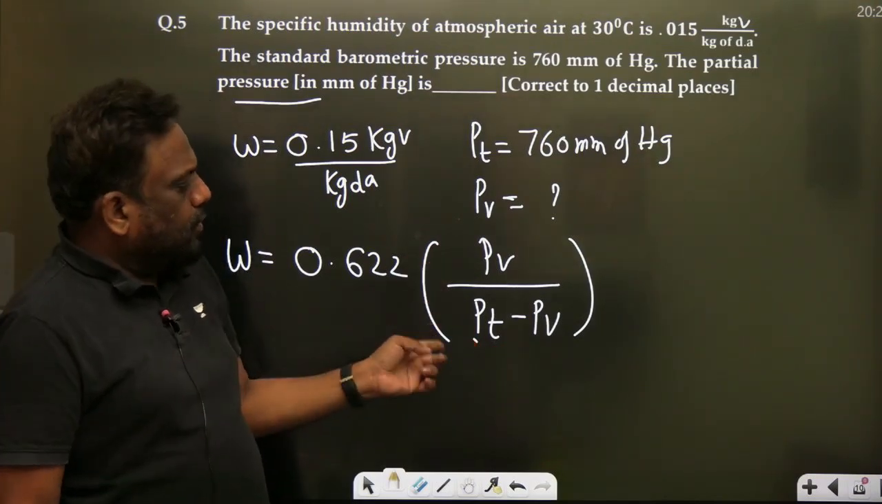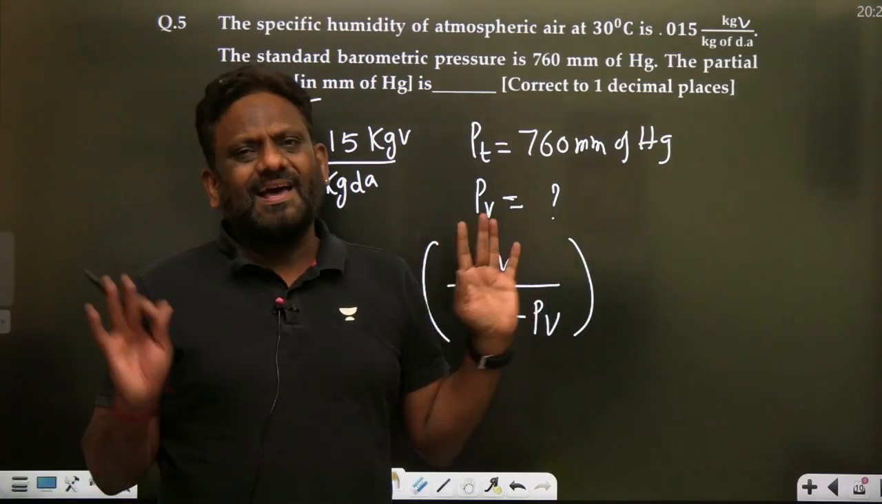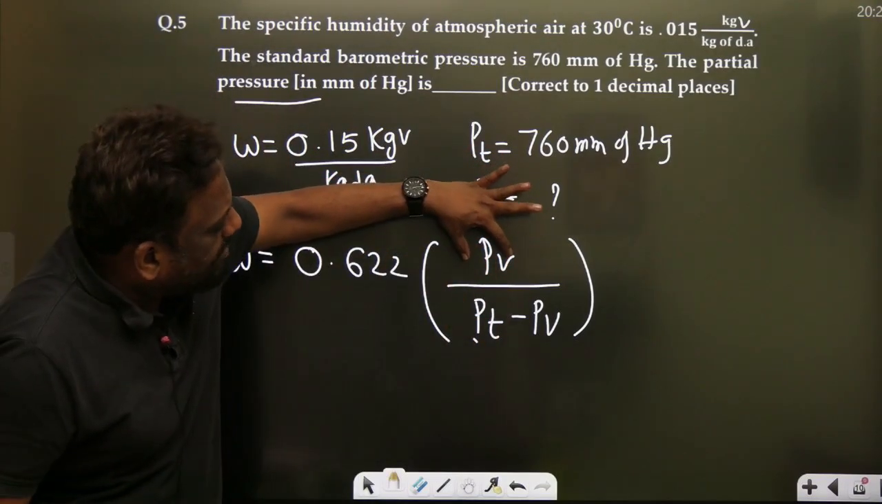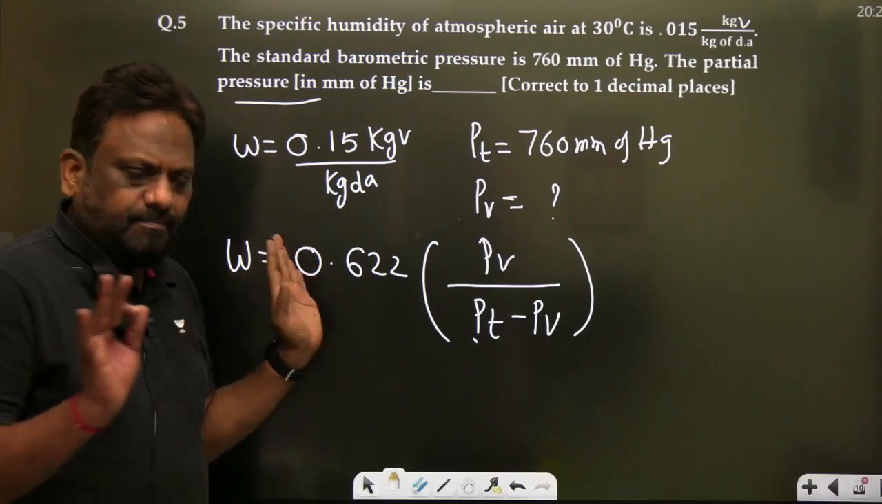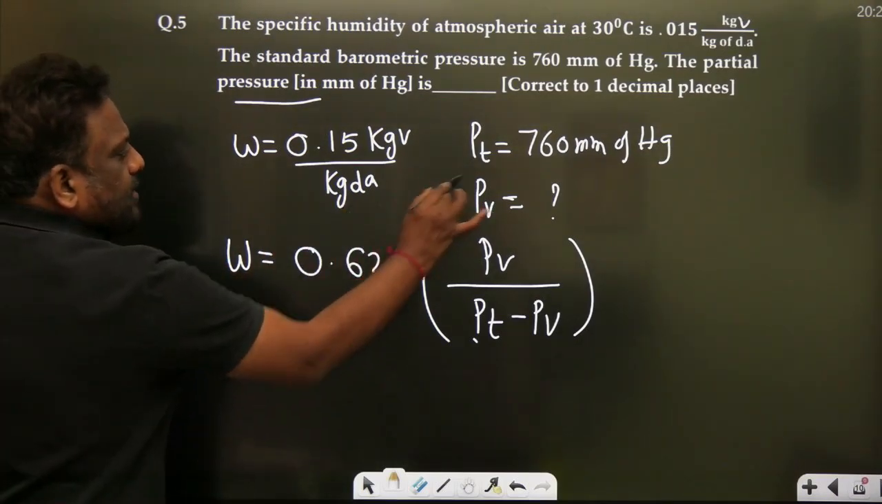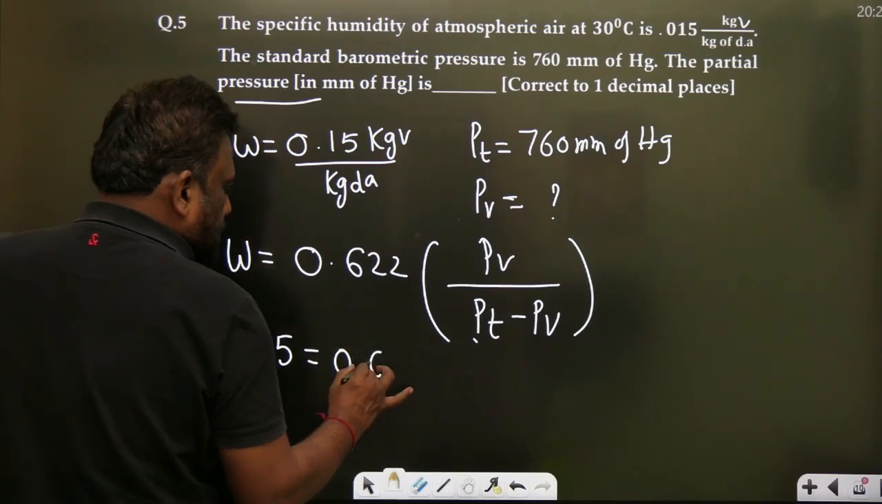So what will happen? Rho g cancels and only the heads will remain. So there is no need for you to convert directly. If this is in mm of mercury, this should also be in mm of mercury. So very simple. Now omega is already given as 0.15. It is a simple straightforward question.